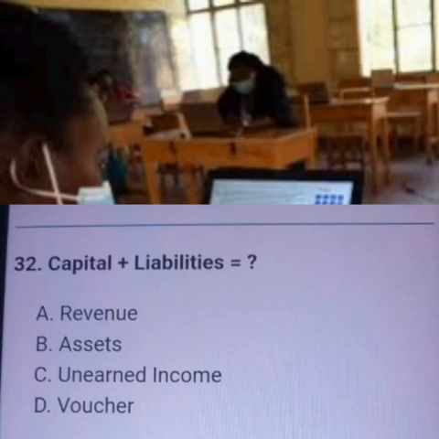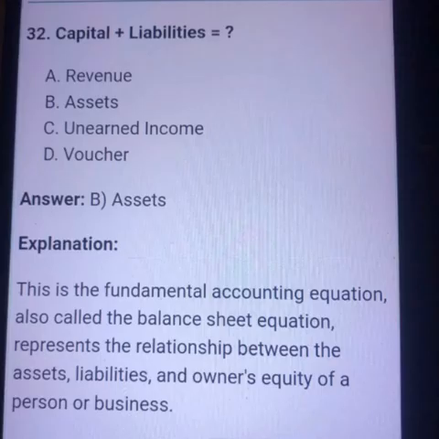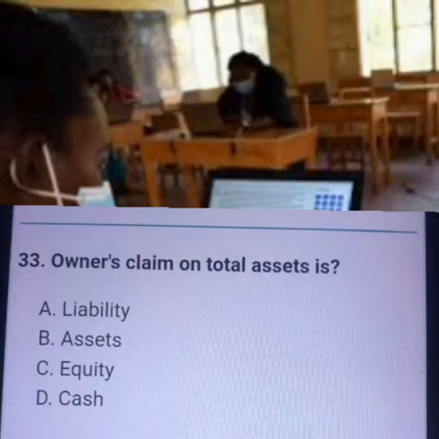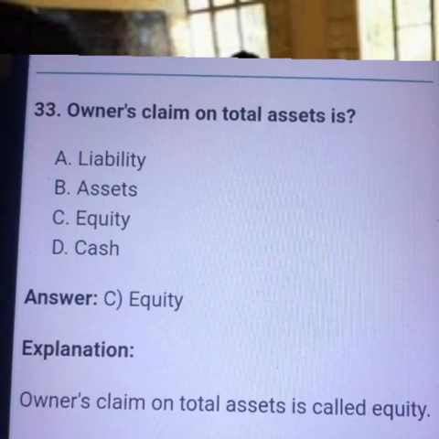Question number 32. Capital plus liabilities equals? A. Revenue. B. Assets. C. Unearned income. D. Voucher. The true answer is B. Assets. Question number 33. Owner's claim on total assets is? A. Liability. B. Assets. C. Equity. D. Cash. Answer is C. Equity.